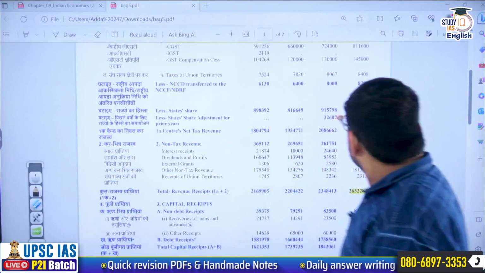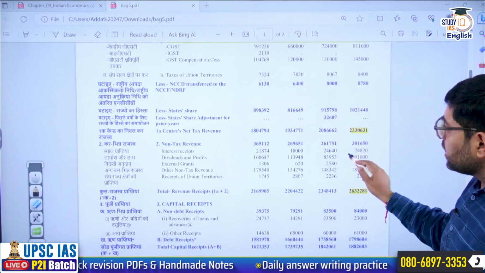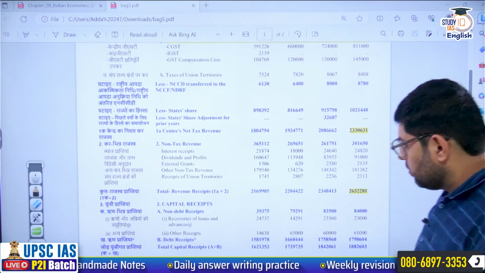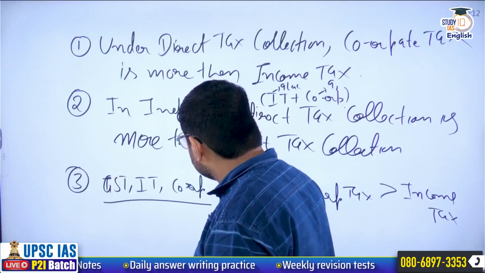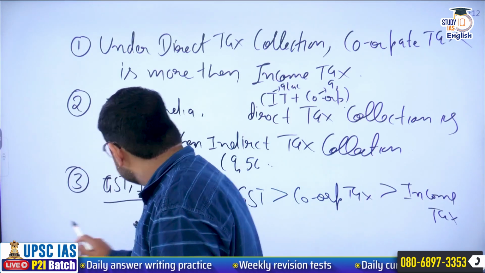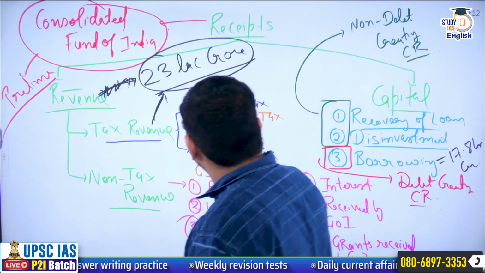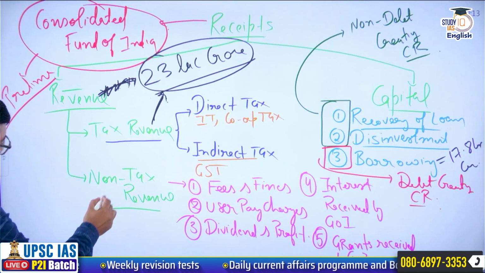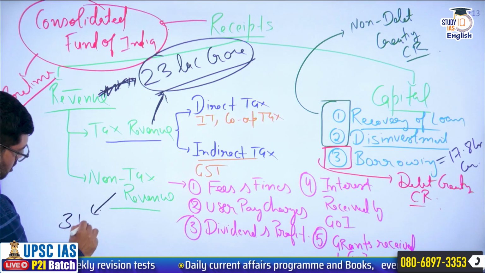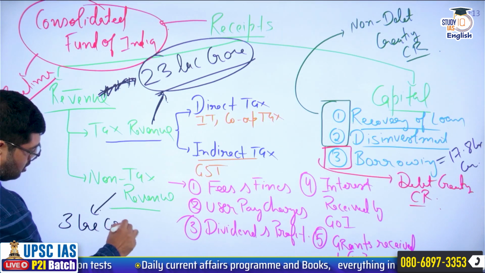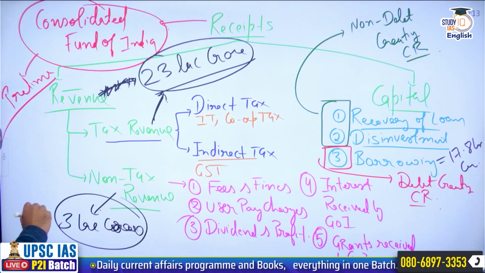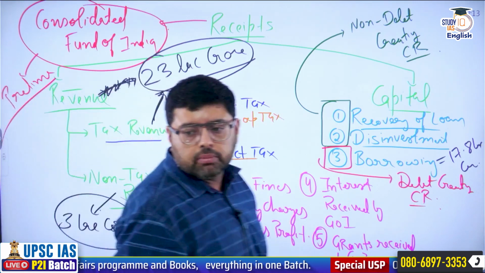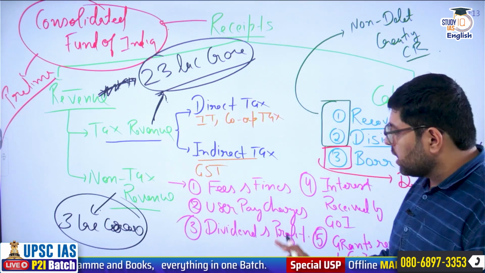Here you can say that my non-tax revenue collection is around 3 lakh crore. Clear? If you see, 23 lakh crore is your tax revenue and 3 lakh crore is your non-tax revenue. So this is what you have to remember: 3 lakh crore is your non-tax revenue.